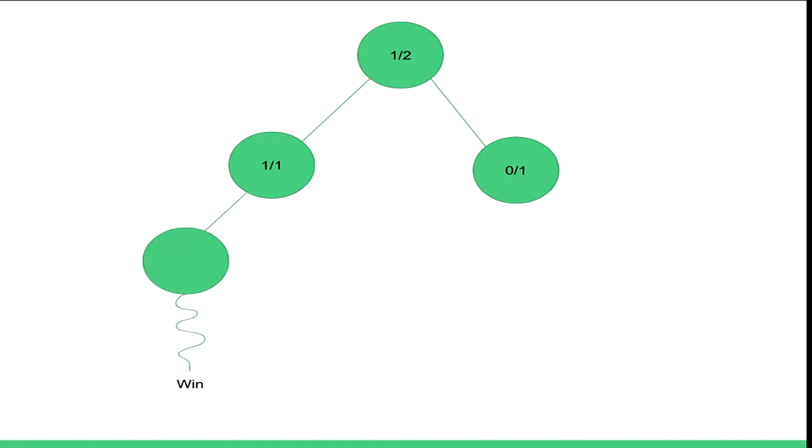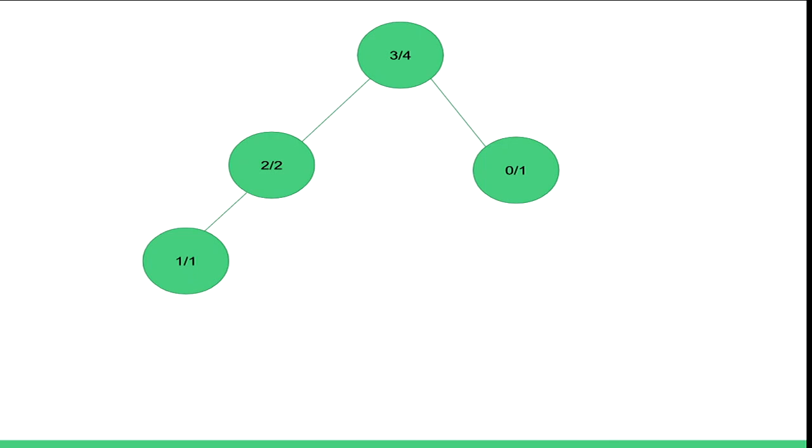So let's say now I need to choose between 1-1 or 0-1. I will choose 1-1 because I won from that move, right? So I will choose 1-1. It is a leaf node, so I will expand it. Let's say there's only one more move, so I will expand it. I win. I will choose 1-1.